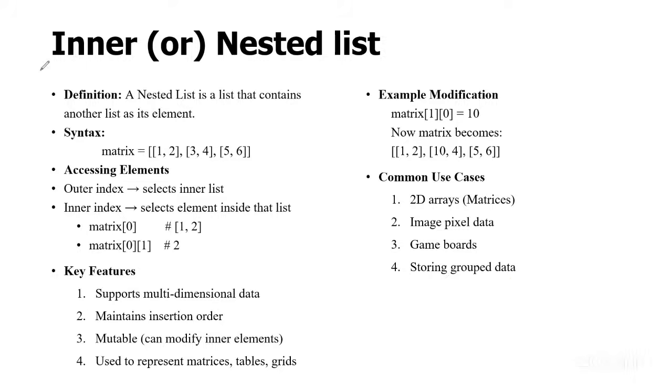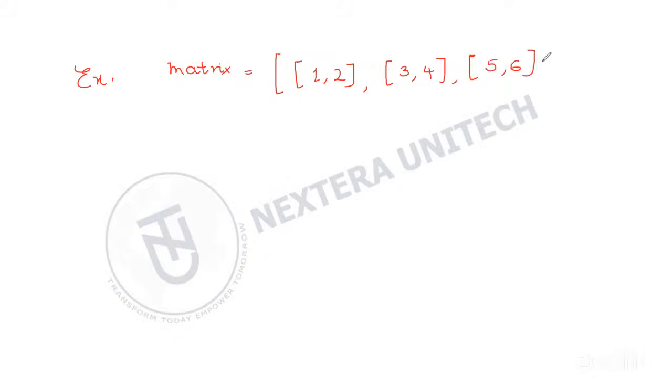So let's take some example first. Let's say we have a list, some matrix. So 1, 2 is one list inside of the bigger list, and we have one more list 3, 4 and one more list 5, 6. Okay. So here the elements of the list are themselves lists. So these are the inner lists here.